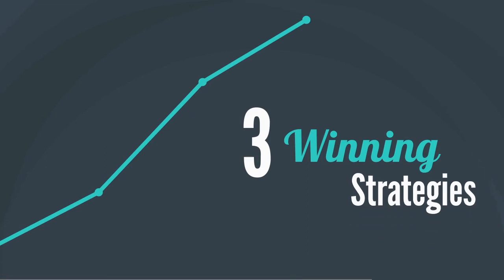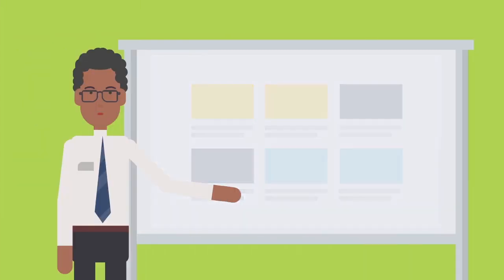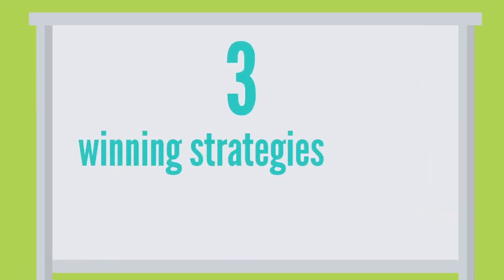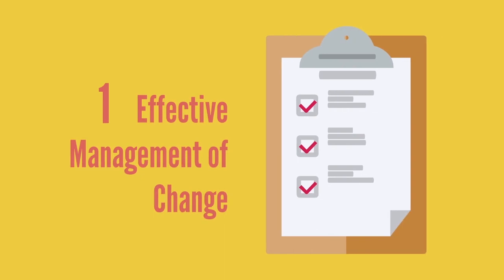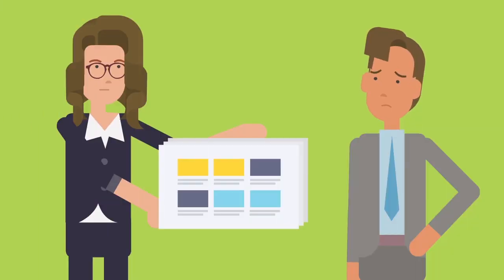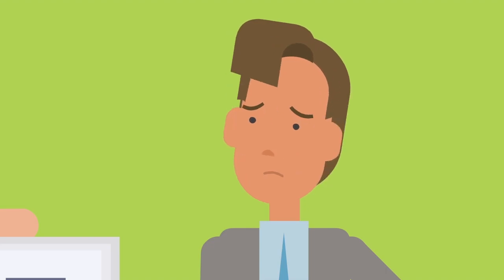3 winning strategies. Now that you have a better understanding of why digital transformation projects fail, let's take a look at 3 winning strategies you can use to avoid these mistakes. 1. Effective management of change. Change can be uncomfortable, especially if employees and stakeholders can't envision their role in the transformed organization.